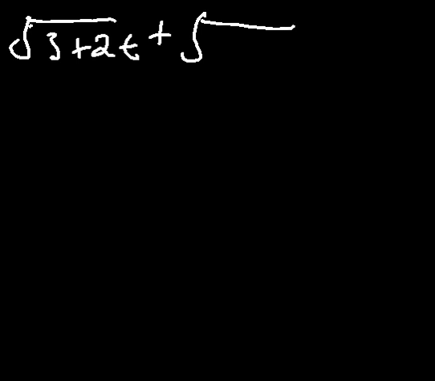Let's say we have the square root of 3 plus 2x, plus the square root of negative 1 plus 14x, which is equal to, let's say, 1. So what is the solution for this? Try to work it out in your own time. And also try this one as well.